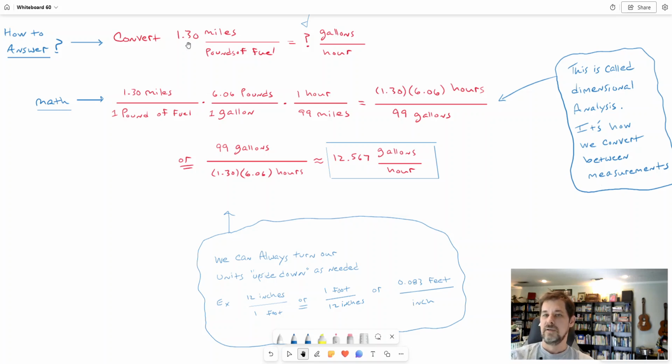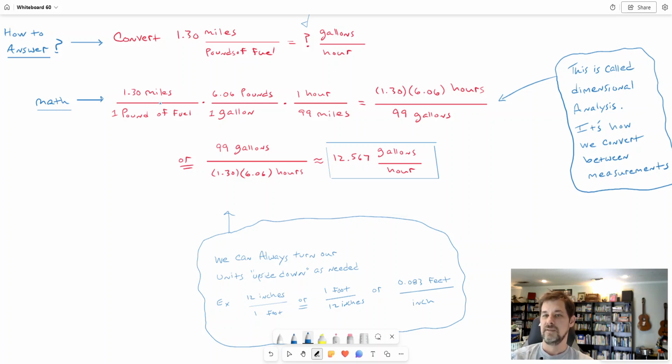So I'm going to start with the measurement that I'm working with, 1.3 miles per pound of fuel, okay? That's how fast, in terms of miles per pound of fuel, that the plane uses the fuel. It travels 1.3 miles. It uses a pound of fuel. That's what that means. Okay, so I start by writing that down. And I want to cancel the units I don't want and introduce the units I do want. So we can go about it like this.